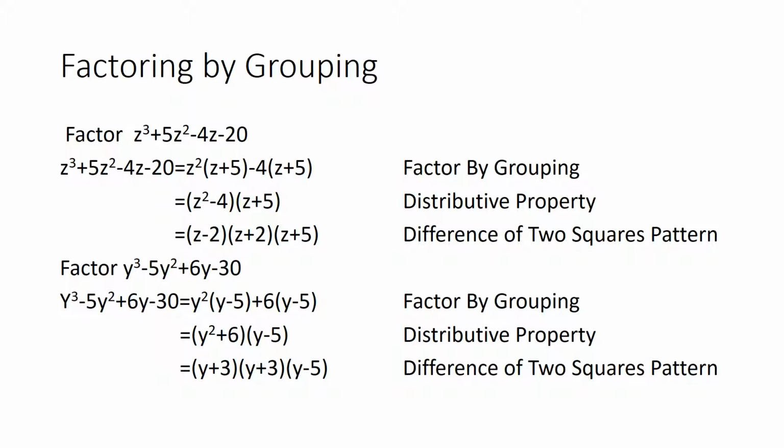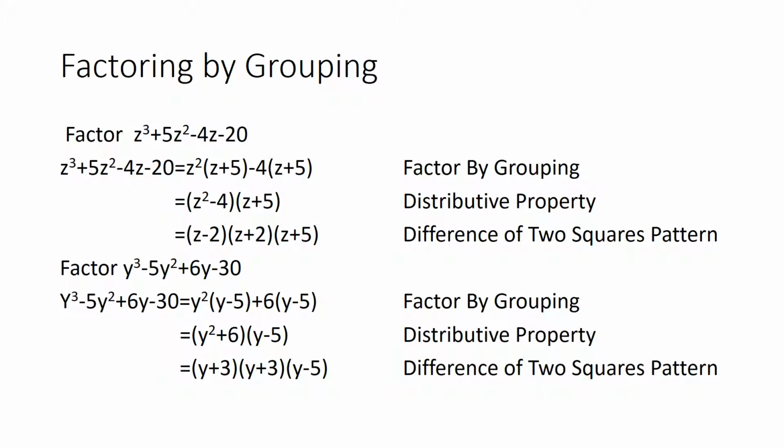Factoring by grouping. Factor z cubed plus 5z squared minus 4z minus 20. First, you factor by grouping, so we'll take out z squared and you get z squared times z plus 5 in parentheses minus 4 times z plus 5 in parentheses, and then we use the distributive property, which is z squared minus 4 in parentheses times z plus 5 in parentheses, and the difference of two squares is z minus 2 in parentheses times z plus 2 in parentheses times z plus 5 in parentheses.